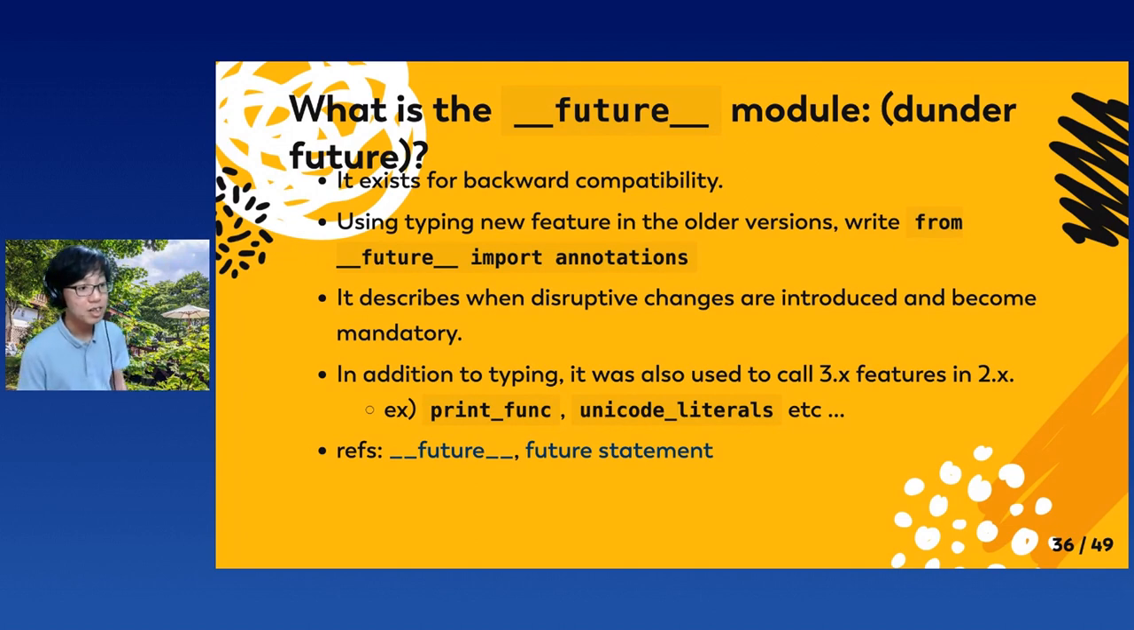And let's talk about the dunder feature, which has come up many times before. Modules and methods with double underscores, also pronounced dunder. It exists for backward compatibility. To use new typing features in older versions, write from __future__ import annotations. It describes when incompatible changes are introduced and become mandatory. And in addition to typing, it was also used to bring in 3.x features, for example, print functions and unicode literals.